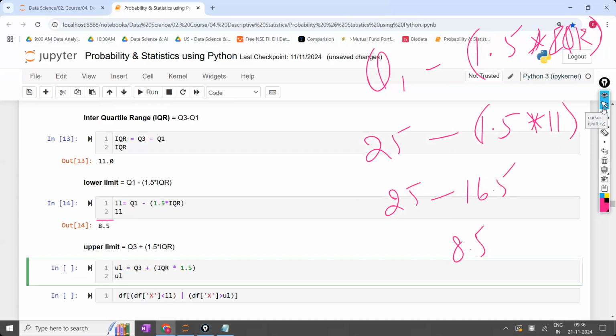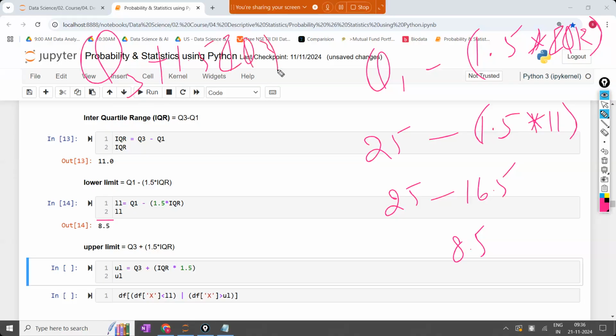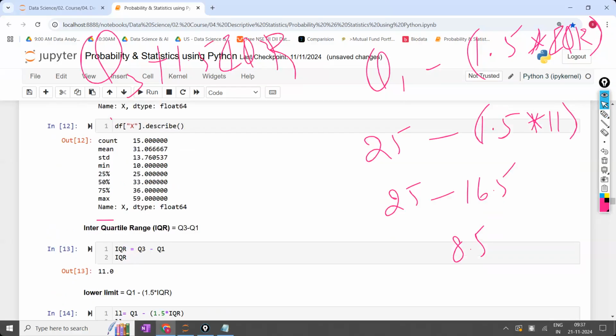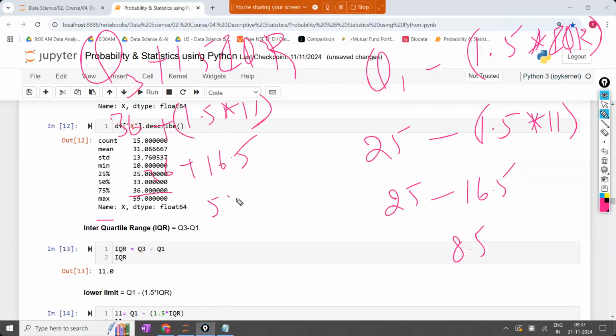Upper limit value is called Q3 plus 1.5 into IQR. That is Q3. What is the Q3 value? Earlier we have calculated here. 36 is the Q3. So 36 plus 1.5 into 11. That is 36 plus 16.5, which is 52.5. So this is the lower limit value, and this is the upper limit value.